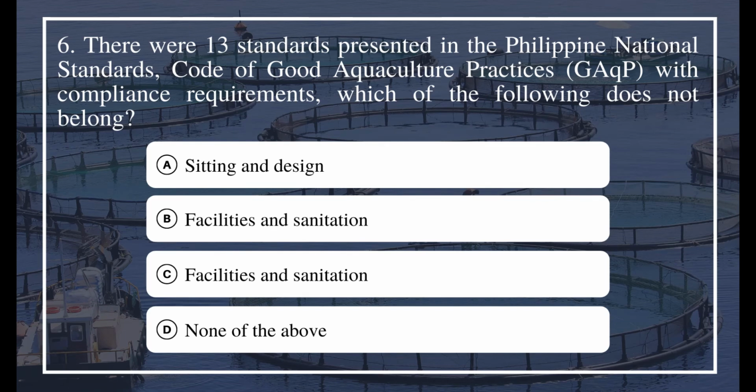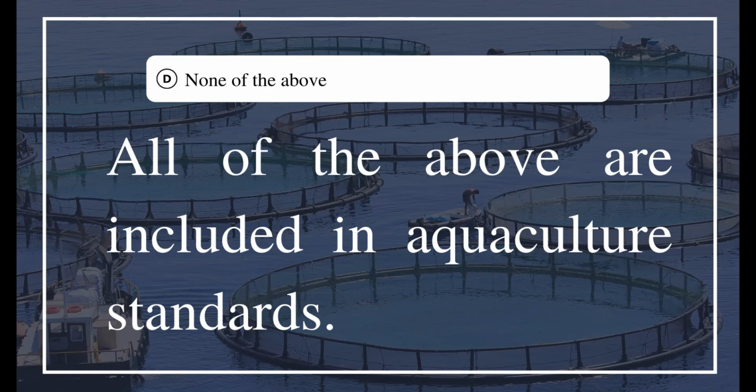6. There were 13 standards presented in the Philippine National Standards, Code of Good Aquaculture Practices, GAqP, with compliance requirements. Which of the following does not belong? A. Siting and design. B. Facilities and sanitation. C. Farm management. D. None of the above. The answer is D. None of the above. All of the above are included in aquaculture standards.